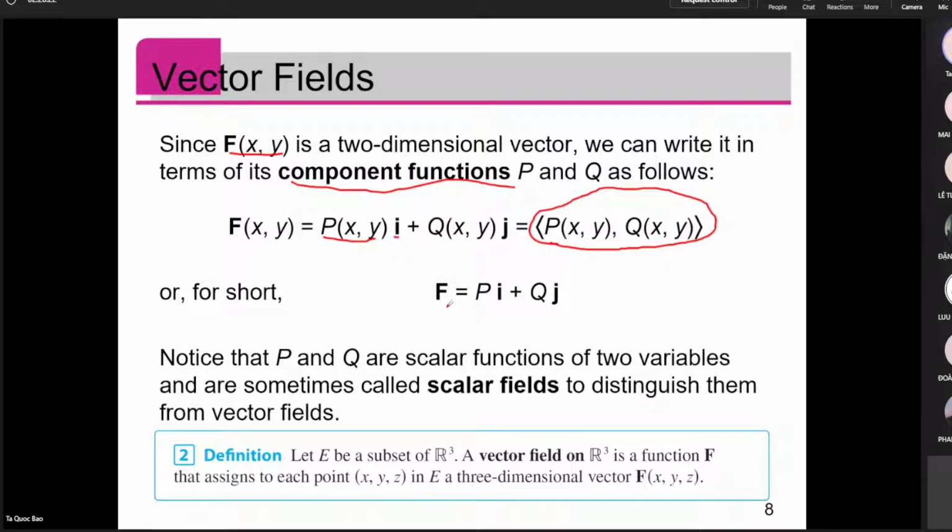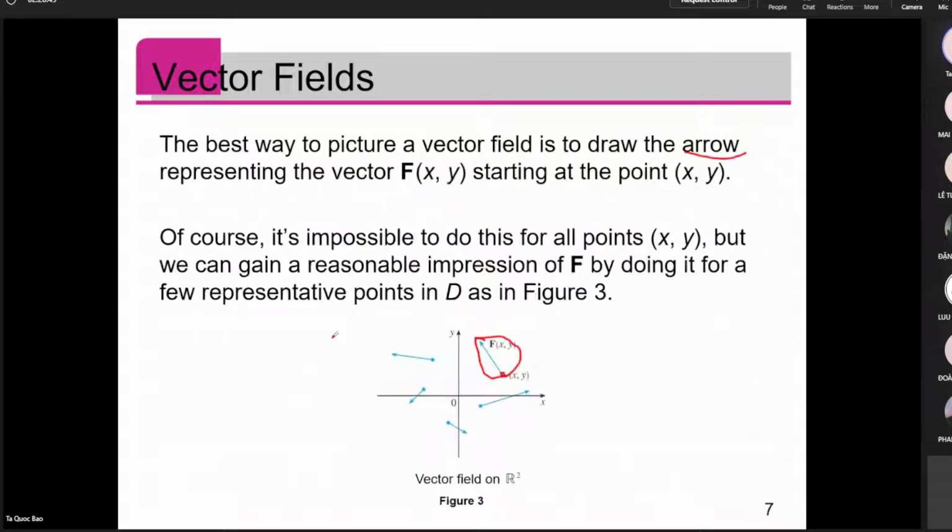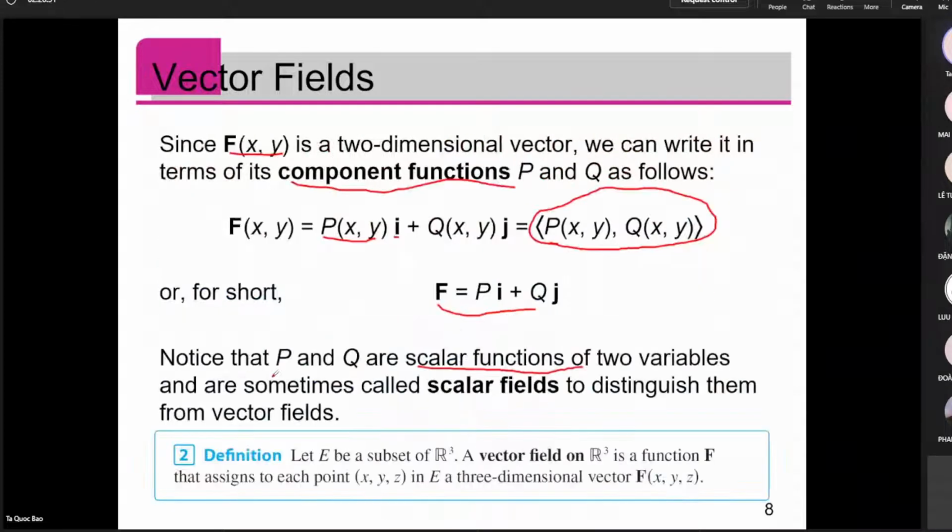So for short, we can write F equals P i plus Q j. Remember that P and Q are scalar functions of two variables, and sometimes we call these scalar fields to distinguish them from vector fields.